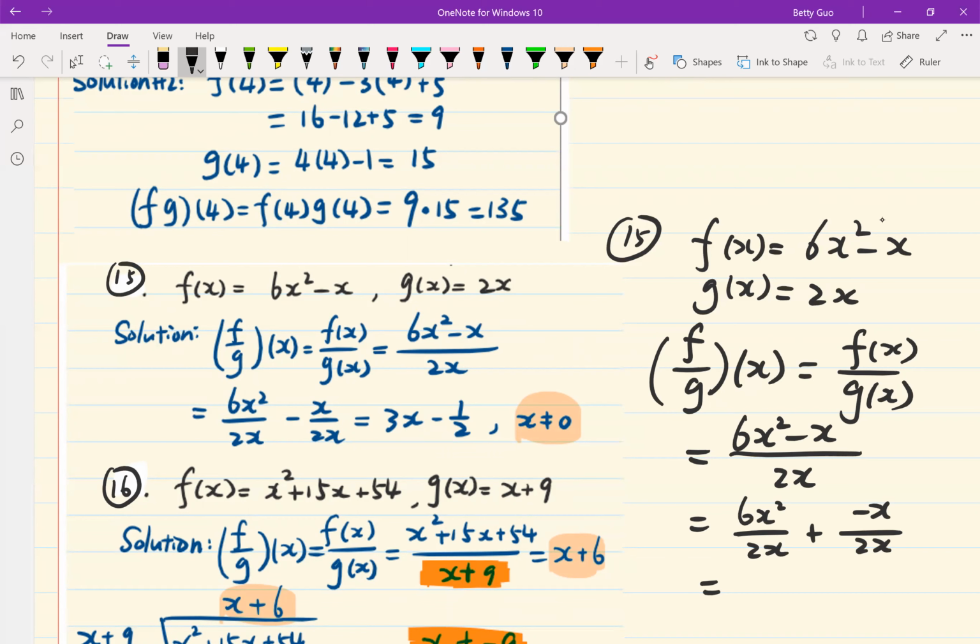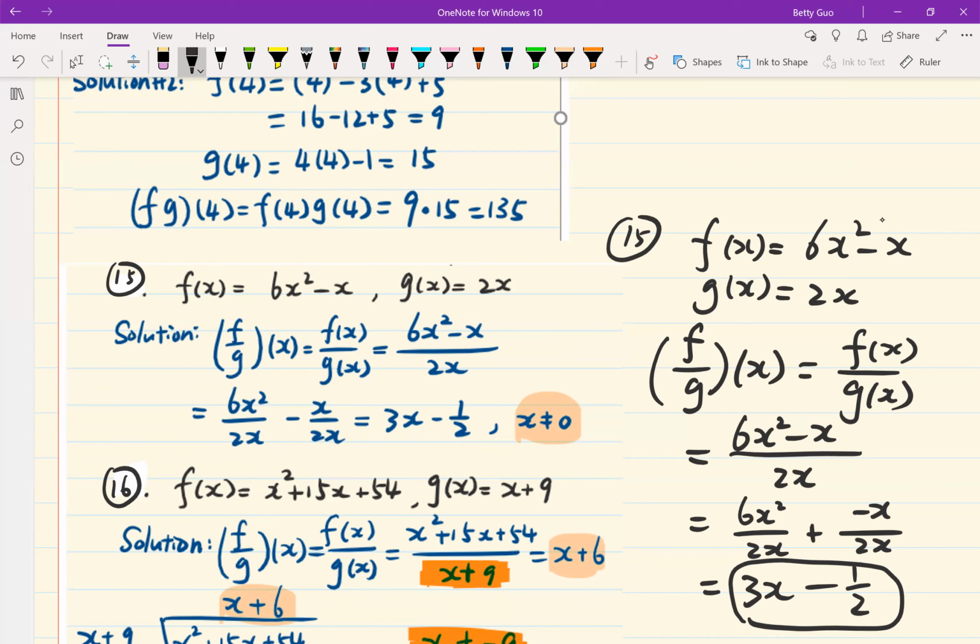6x squared over 2x, 6 over 2, 3. X squared over x, x. Negative over positive, so negative. X and x cancel each other. We have 1 over 2. So that's the quotient of the division of f and g.